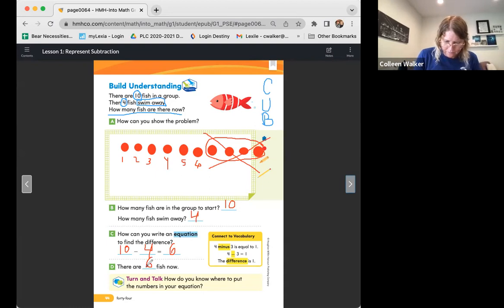All right. So let's do a turn and talk. It says, how do you know where to put the numbers in your equation? We were talking about this a little bit. How do we know? Oh, what's that?